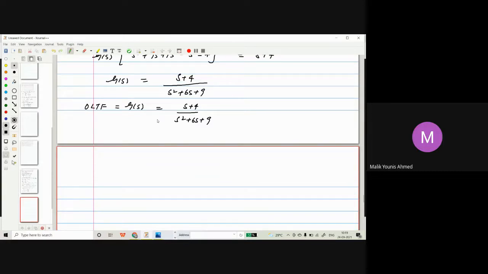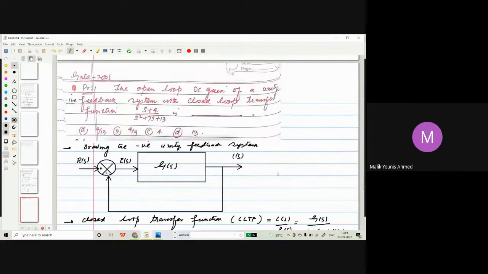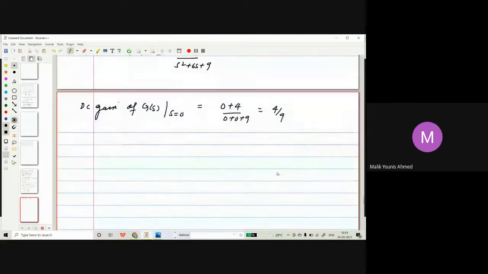No, DC gain is the gain when the frequency has to be zero. It's a very simple term, why don't you know this? Okay, so the DC gain of the open loop transfer function will be when your frequency, this is the frequency domain, is 0, that is 0 plus 4 divided by 0 plus 0 plus 9. So your correct option out of this should be 4 by 9.